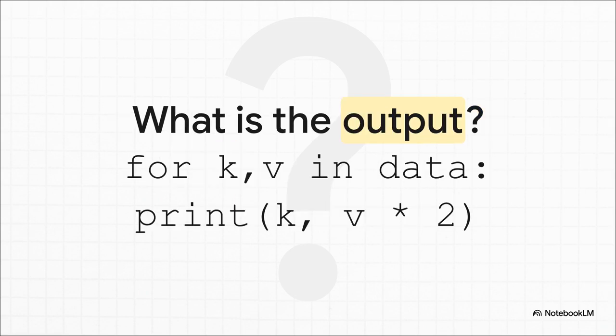And for our grand finale, this one combines everything. We're looping, we're unpacking, and we're even doing a little bit of math. So what's the final output going to be here? The answer is B. See what's happening? The loop unpacks each tuple. So in the first round, k becomes a and v becomes 1. We then print a and 1 times 2, which gives us a2. The exact same thing happens for the second tuple.